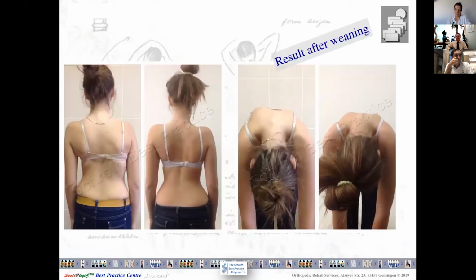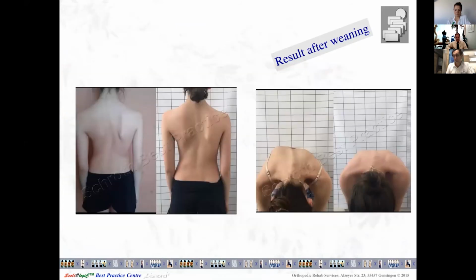Another example is a curve of more than 40 degrees. In the beginning and at the end of treatment, we have a well-balanced trunk, and we also have a nicely leveled rib hump. Initially, we have a single thoracic curve. At the end, we have better balance, but we also have very good reduction of the rib hump.